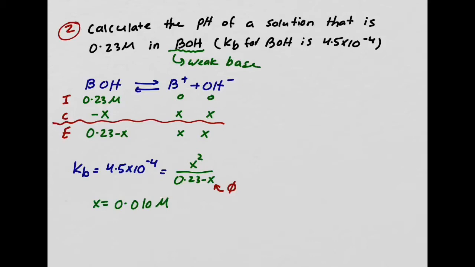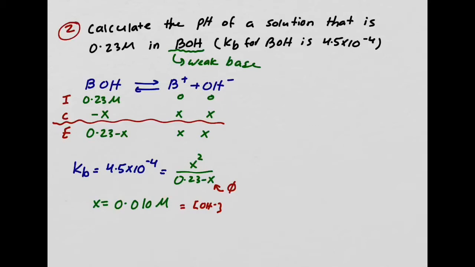Now, here's the thing. What is x? How is this going to help me out? X is representing hydroxide concentration. So that's great. I can use that to figure out pOH, and then after that to figure out pH.